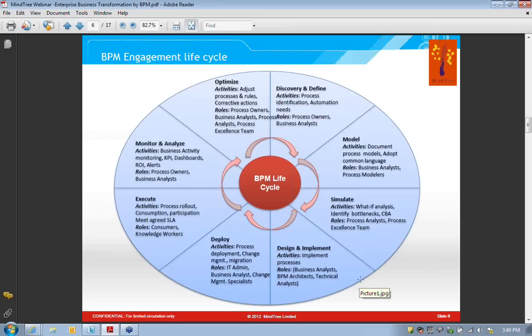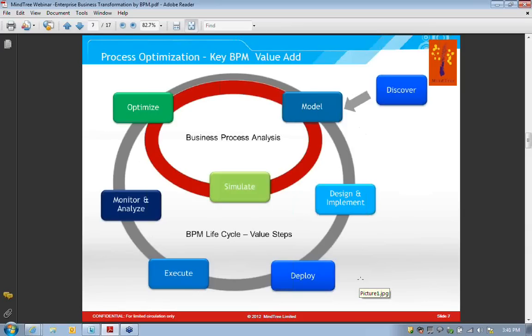I am moving to slide number 7. Here, quickly bringing your attention to the kind of value add a BPM engagement brings in than the traditional kind of application development or application integration. In this slide, if you could see, this is the previous slide, I am representing it here, but you would have seen an inner circle, a red colored circle here, which comprises 3 steps.